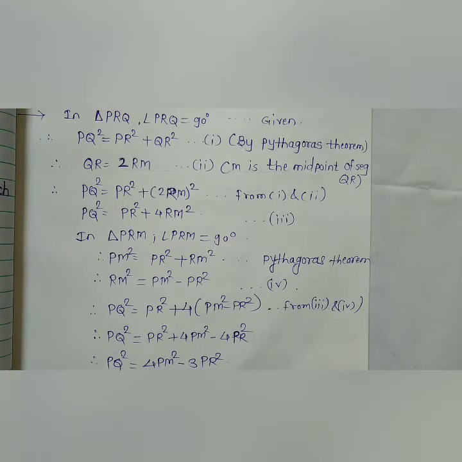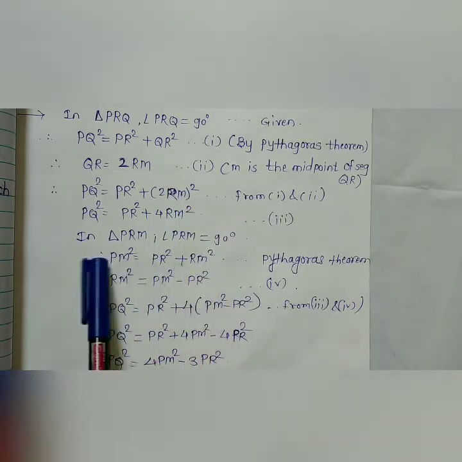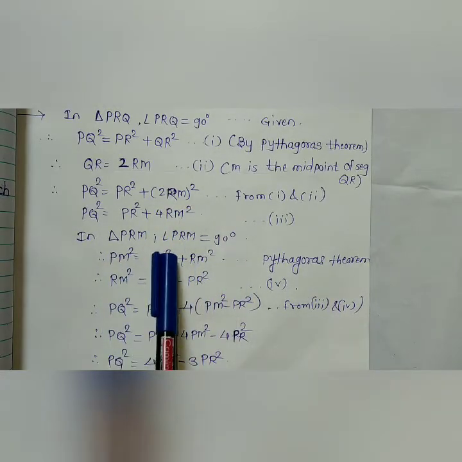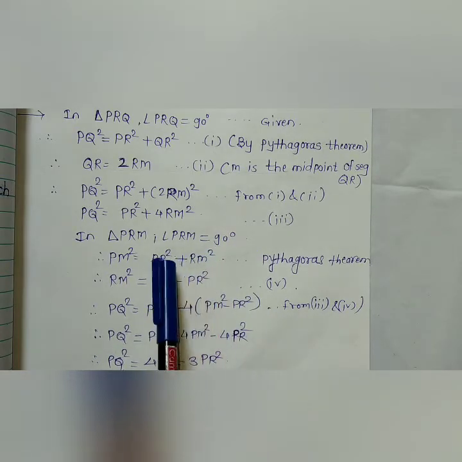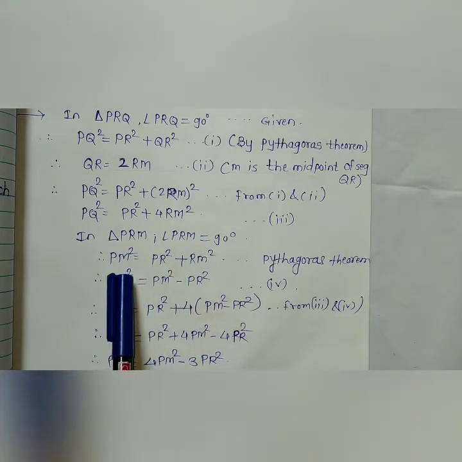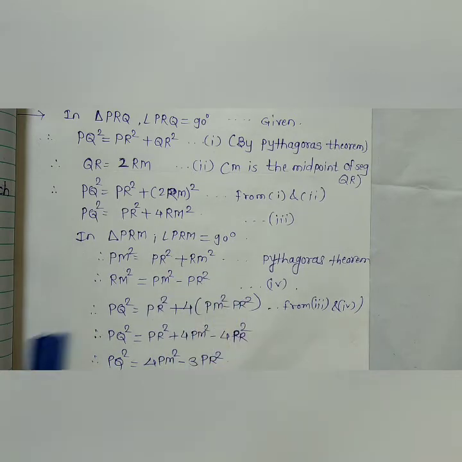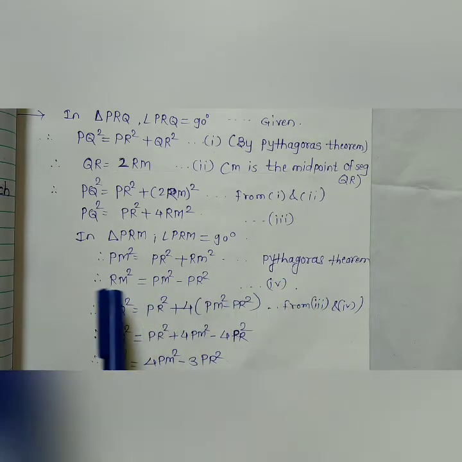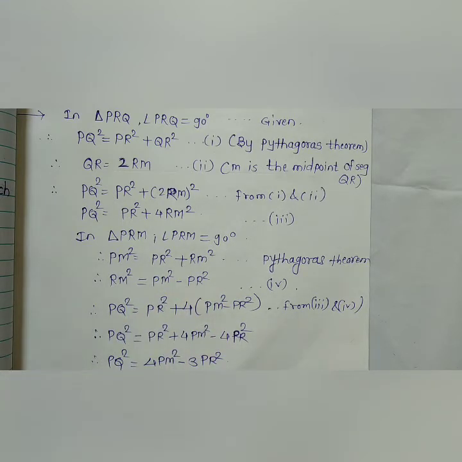Here we require the value of RM, because in third we have to put the value of RM square. From PM square is equal to PR square plus RM square, the value of RM square: PR square on this side gets negative. Therefore, RM square is equal to PM square minus PR square. And give the number fourth. RM square is equal to PM square minus PR square.